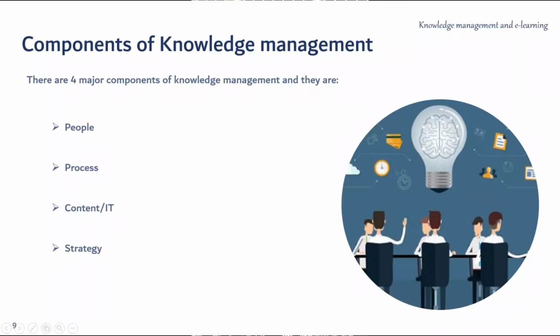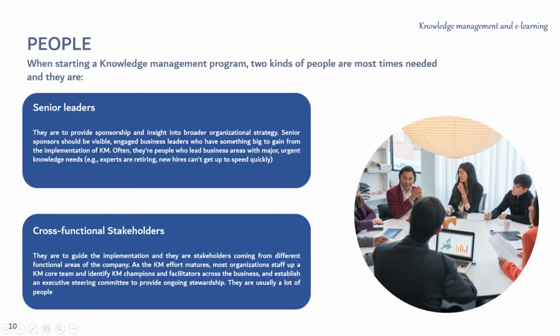Then finally, we'll move on to the components of knowledge management. The components of knowledge management include people, process, content or IT, and strategy. People. Regardless of the industry, size, or knowledge needs of your organization, you always need people to lead, sponsor, and support knowledge sharing. When starting a knowledge management program, you need two kinds of people. First, the senior leaders to provide sponsorship and insight into broader organizational strategy, and also cross-functional stakeholders to guide implementation, and they are the stakeholders coming from different functional areas of the company.